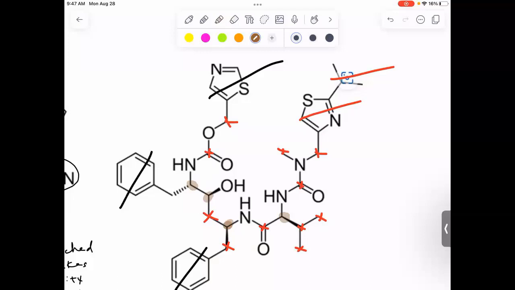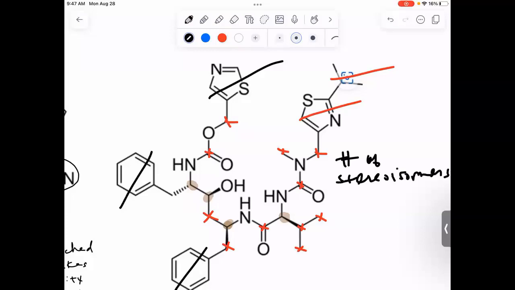All right. The question now is, how many possible stereoisomers exist for this molecule based on the number of stereo centers that we've located? It'll be 2 to the 4. 16. 2 to the 4th. 16. I agree with that. 16 total.